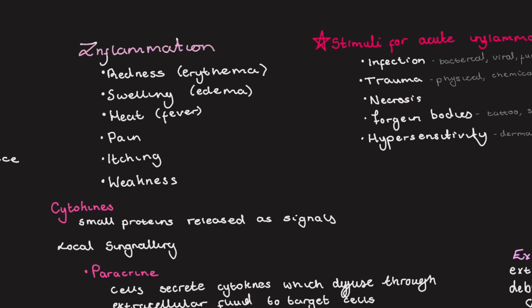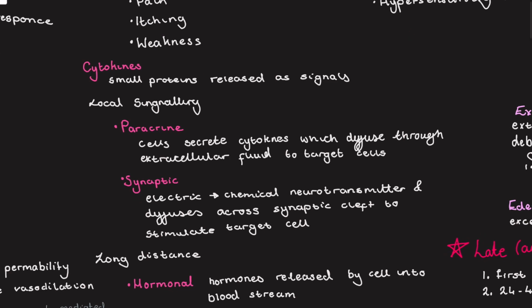So inflammation is a type of immune response that has some typical symptoms. So there's usually redness, swelling, heat, pain, itching, and a weakness or loss of function. Cytokines play a big role in the process of inflammation. These are small proteins that are usually between 5 to 20 kilodaltons that are important in cell signalling.